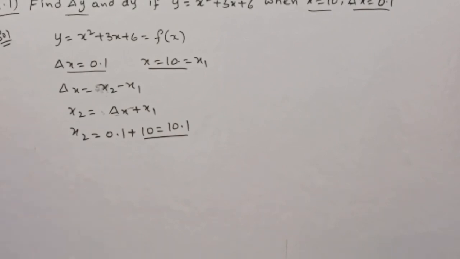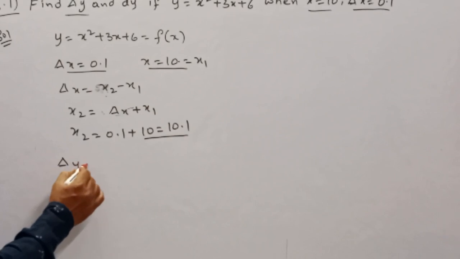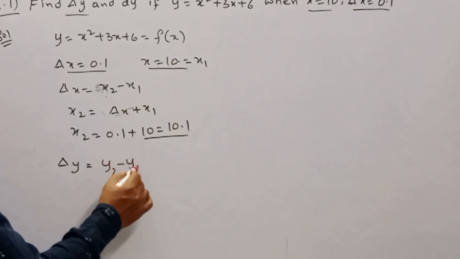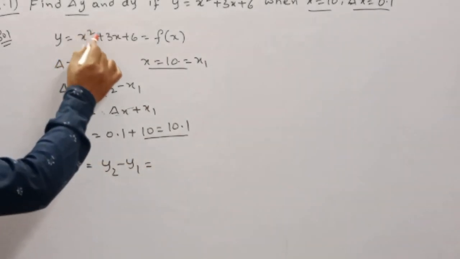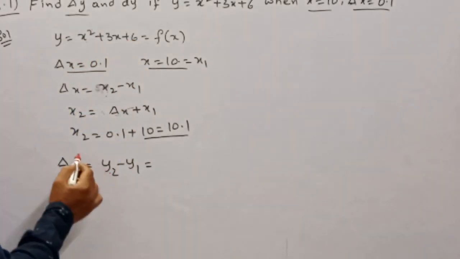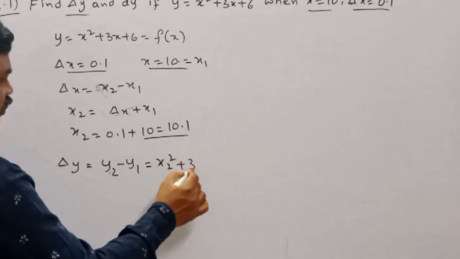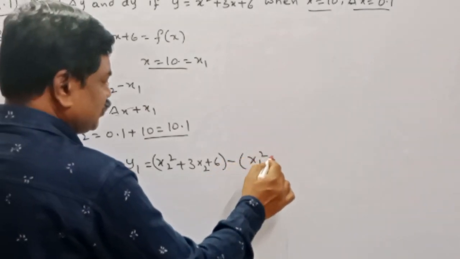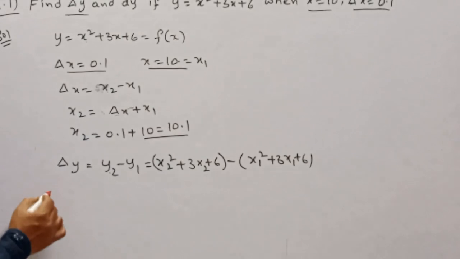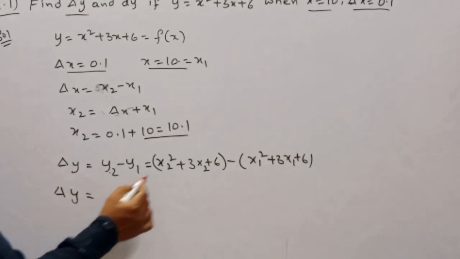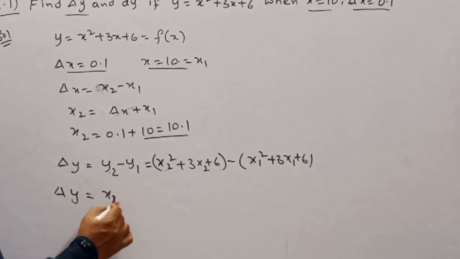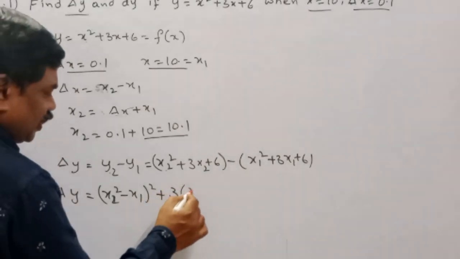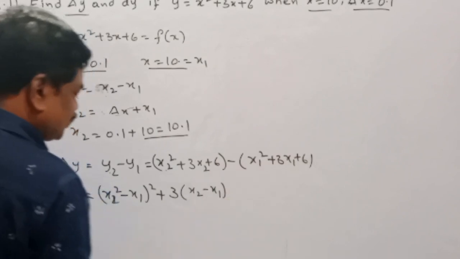Okay, all of you? Then here we want to find delta y. Delta y is equal to y2 minus y1. Generally y is equal to x square plus 3x plus 6. So delta y is equal to x2 square plus 3x2 plus 6 minus of x1 square plus 3x1 plus 6. Then delta y is equal to x2 square minus x1 square plus 3 of x2 minus x1 plus 6 minus 6, which is 0.